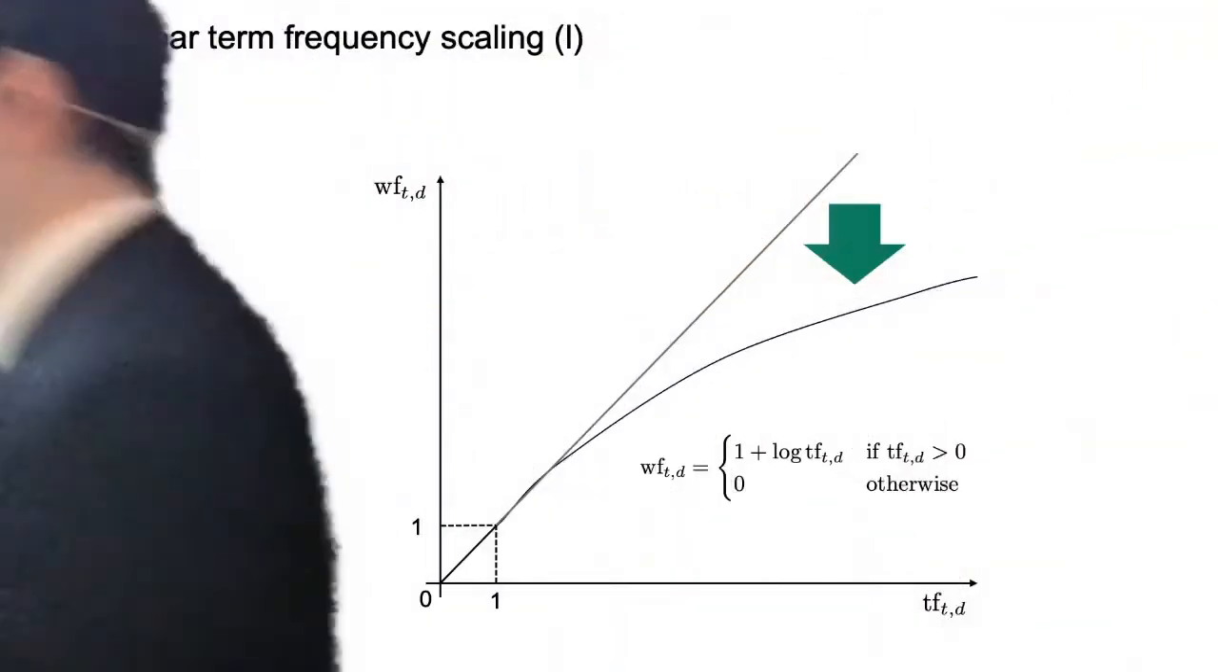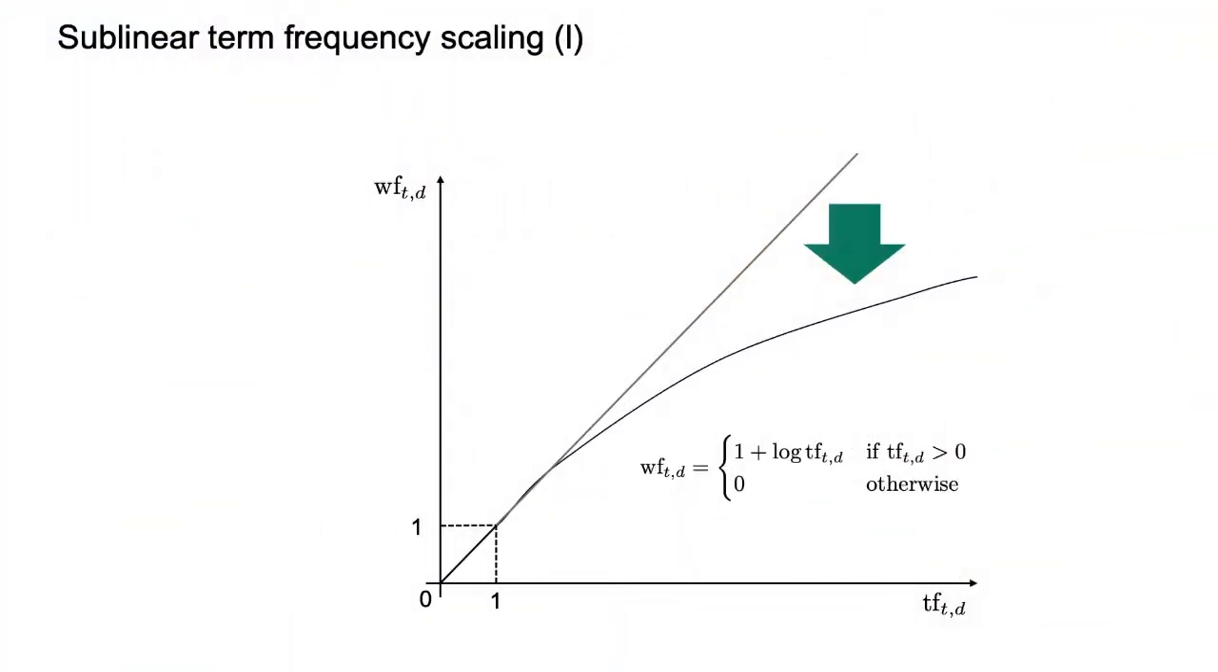So instead of the term frequency, you use 1 plus log of the term frequency. That basically means that if you start having a lot of terms, then one more term does not have the same impact as one more term if you don't have a lot of them. That's what the log does.